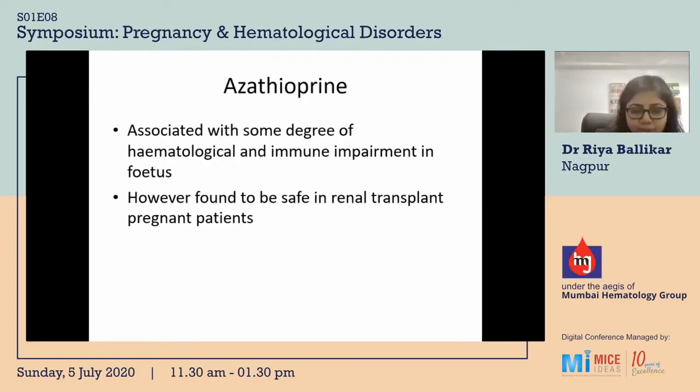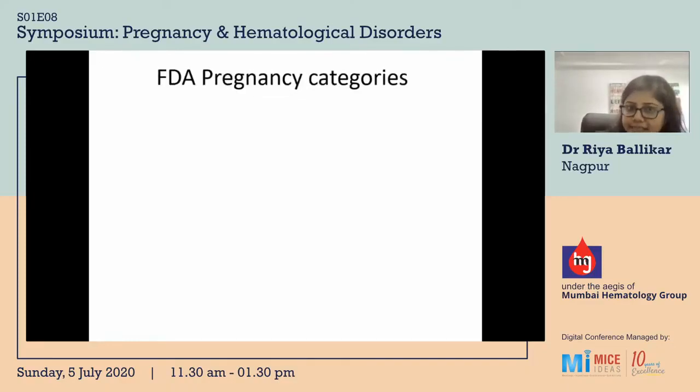Now, azathioprine, though it does cause some immune and hematological impairment in the fetus, has been found safe in renal transplant pregnant patients. So extrapolating that data to hematological patients, we do use azathioprine, but never in the first trimester. Starting late second and third trimester, this is one drug which is category D, but which is still used sometimes to tide over the crisis.